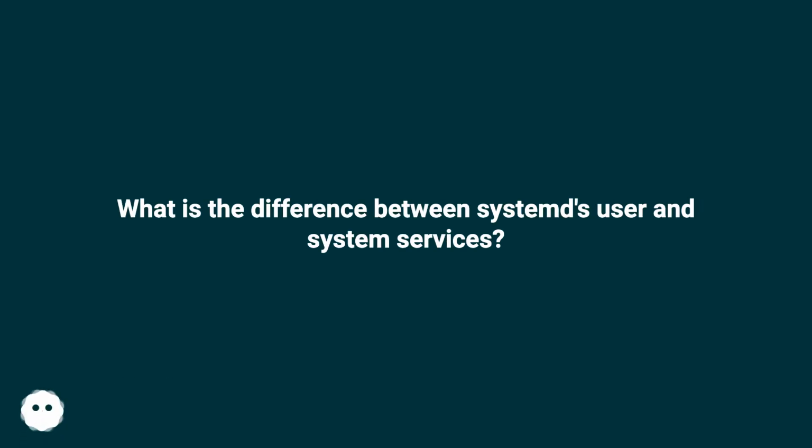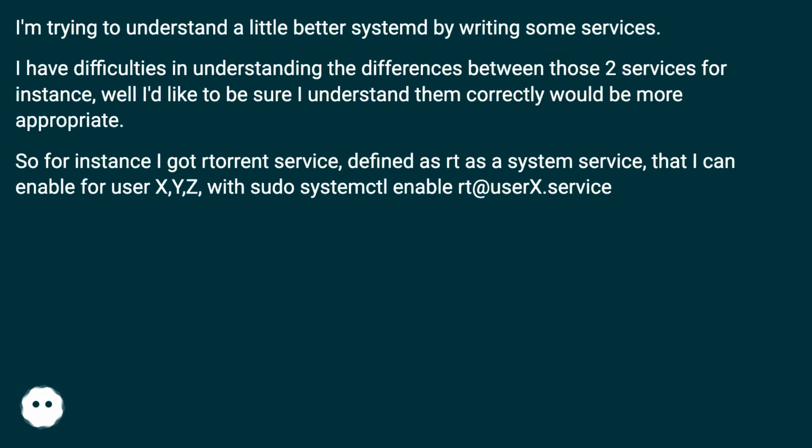What is the difference between systemd user and system services? I'm trying to understand systemd a little better by writing some services. I have difficulties understanding the differences between those two kinds of services. For instance, I'd like to be sure I understand them correctly.